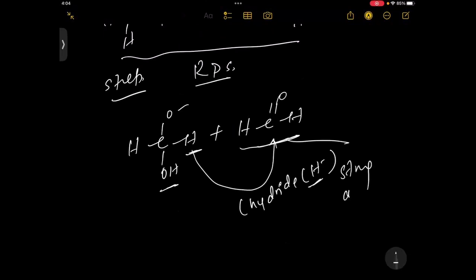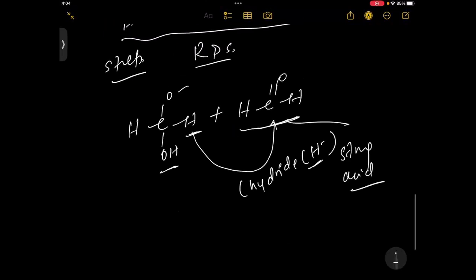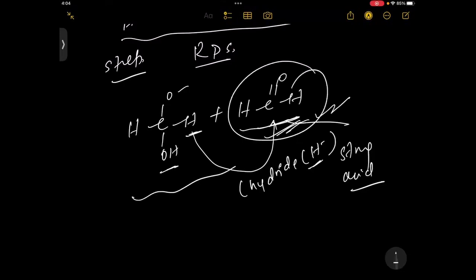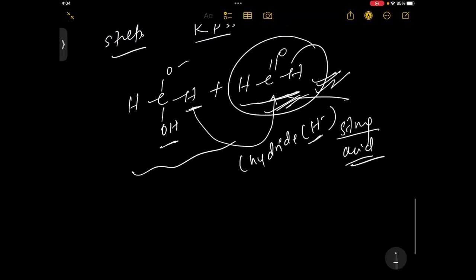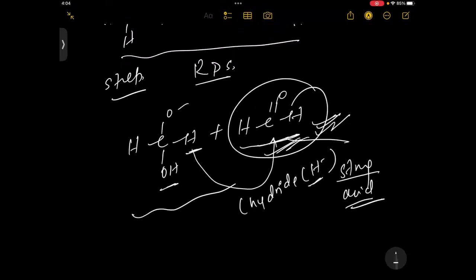So what I am telling you is that since H negative does not leave the reaction center on its own, it transfers to the second molecule of aldehyde, because the second molecule of aldehyde contains a strong Lewis acid group. In this step, hydride transfer is the RDS step.